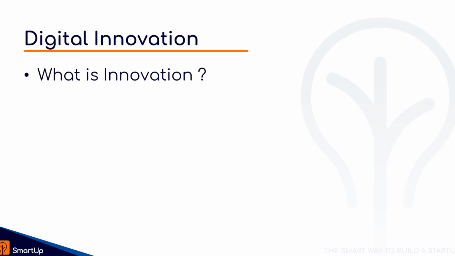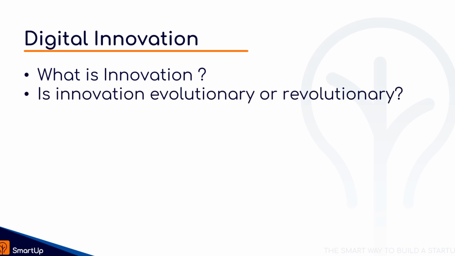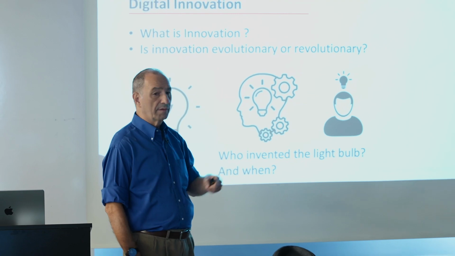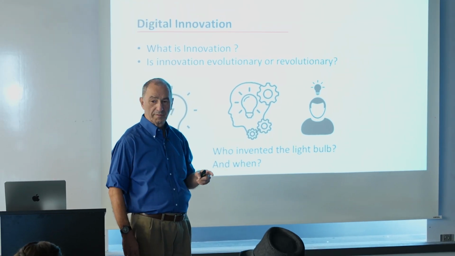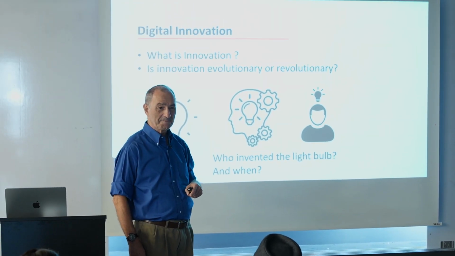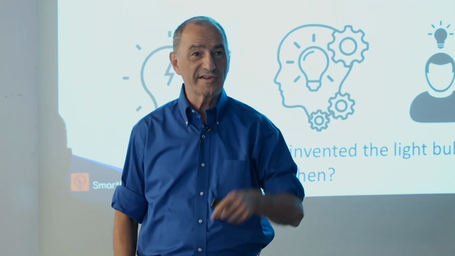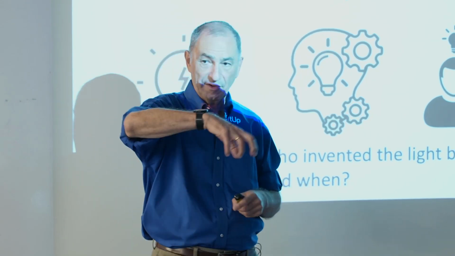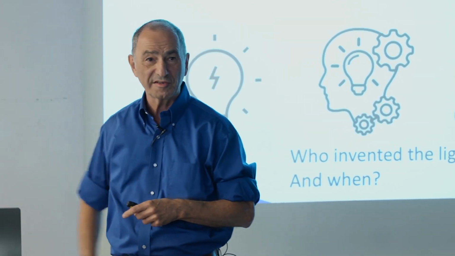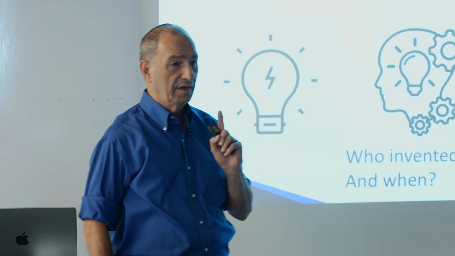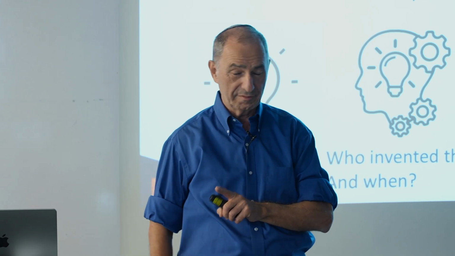Okay, so what is innovation? And is innovation evolutionary or revolutionary? So, question, who invented the light bulb? Thomas Edison. But he stole his idea from someone else. The light bulb is kind of the symbol for innovation, right? So let's see who invented it and when. And it wasn't Moshe Rabbeinu and it wasn't Newton.